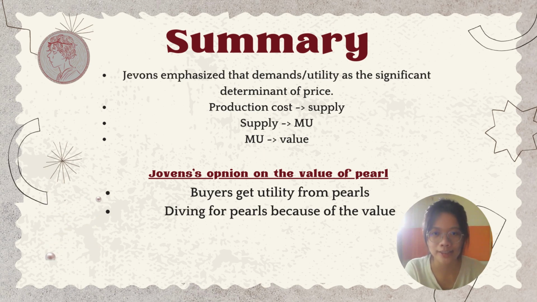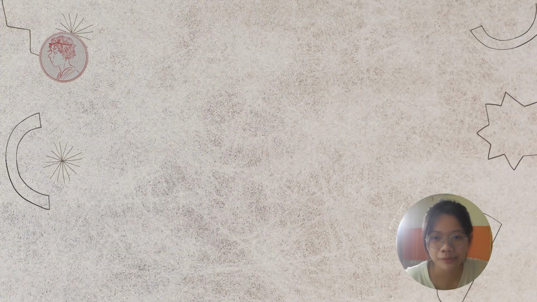Unlike Ricardo, who says that pearls have value because people dive for them, Jevons is saying that pearls have value because the buyers of pearls get utility from buying the pearls. And people dive for pearls because pearls have that value. That's all from me. Thank you.